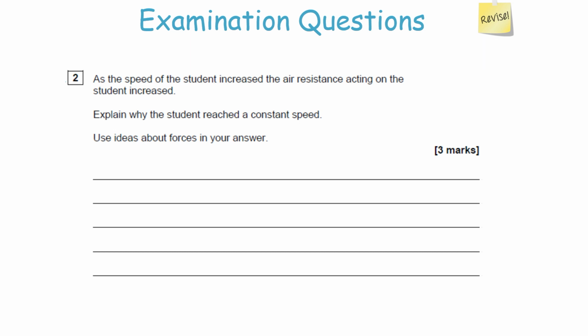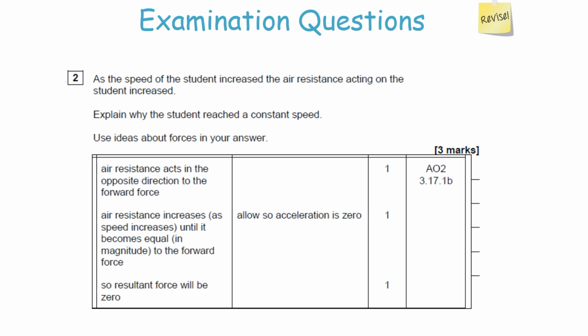Once again, as mentioned in the question, you've got to talk about forces, not energy, not momentum. The next thing, which is extremely important, is to remember that a resultant force on an object causes acceleration. That's Newton's first law of motion. So if it's at a constant speed, there's no acceleration, so there's no resultant or overall force on the object. You've got to think about the situation where that becomes the context. So you would say, firstly, air resistance acts in the opposite direction to the forward force. It's always really important to mention that air resistance and friction act in the opposite direction to movement. So that's the first thing you would say.